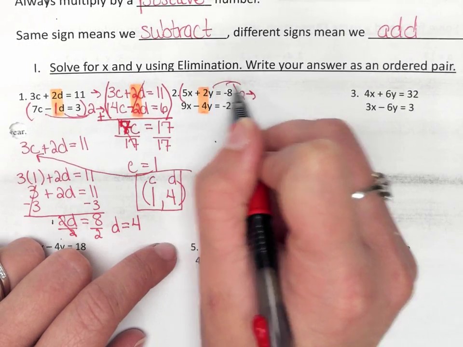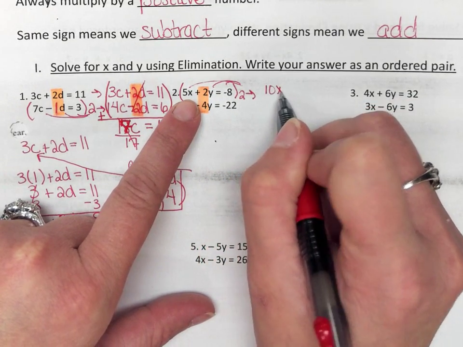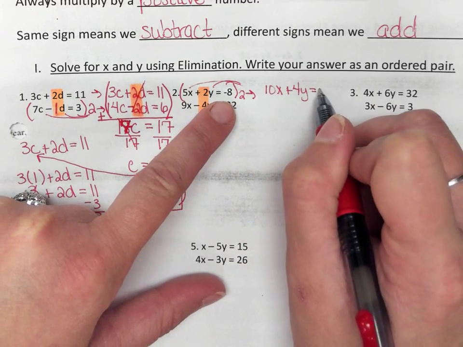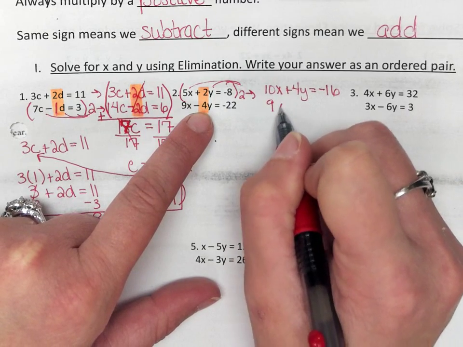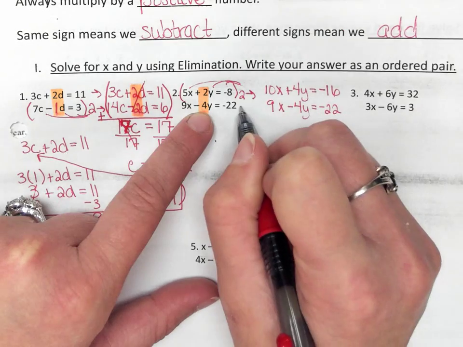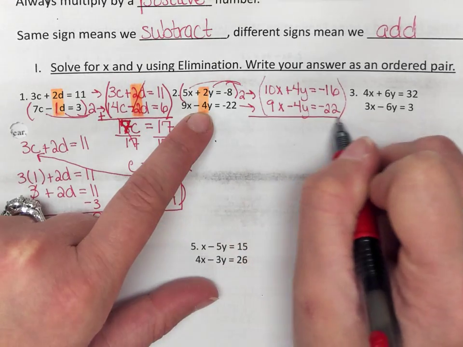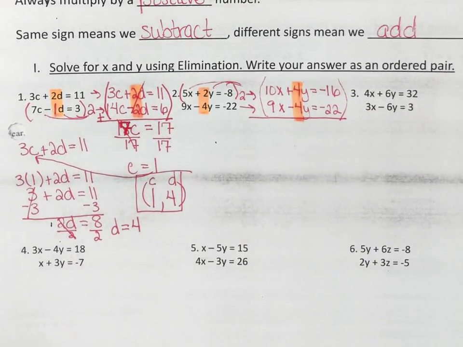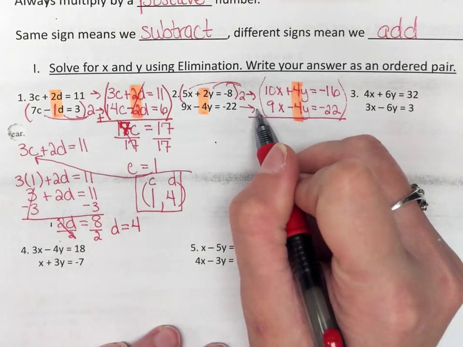Alright, so distribute that 2 to all 3 of them. So 5x times 2 is 10x. 2y times 2 is 4y. And negative 8 times 2 is negative 16. And let's just rewrite this bottom one. Alright, you see now how the y's have the same number? So they have different signs. So different signs tell me to add.